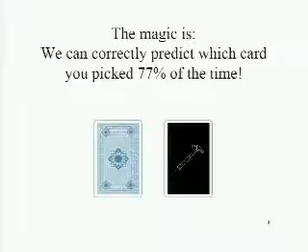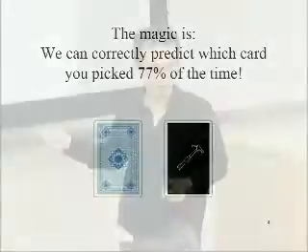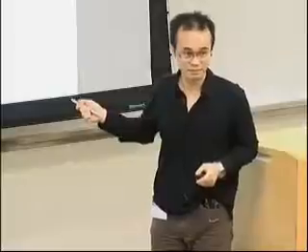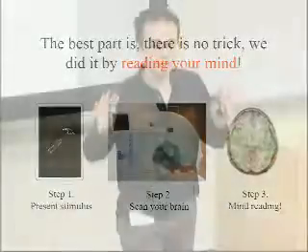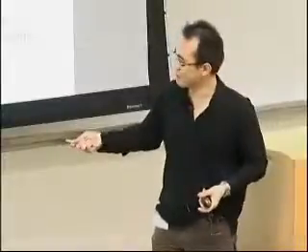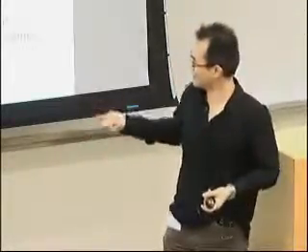Okay, everybody do that? Okay, great. Now, the magic is we will be able to tell which card you picked 77% of the time. And the best part is there is no magic. We can do it by reading your mind. And it's as simple as 3 steps. Present a stimulus. You think about the objects in the fMRI scanner. We record your brain activities. Boom, and we'll be able to read your mind. Of course, it's not that easy. There's a lot of work going on underneath, and that's what I'm going to talk to you about today.